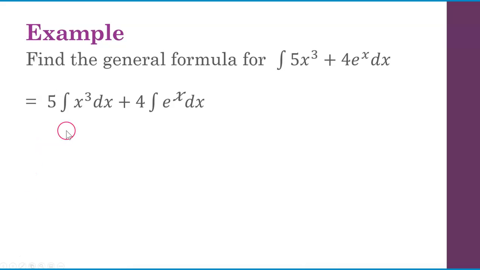So when it comes to the integral of x cubed, we saw that when we take an integral of x to a power, we're going to add 1 to the power and divide by it. And when it comes to the integral of e to the x, we saw that it stays e to the x. The derivative of e to the x stays the same. Therefore, the integral stays the same. So what we are going to end up with is 5 multiplied by x to the 4th, the 3 plus 1, divided by 4, plus 4 times e to the x, plus a constant of integration.